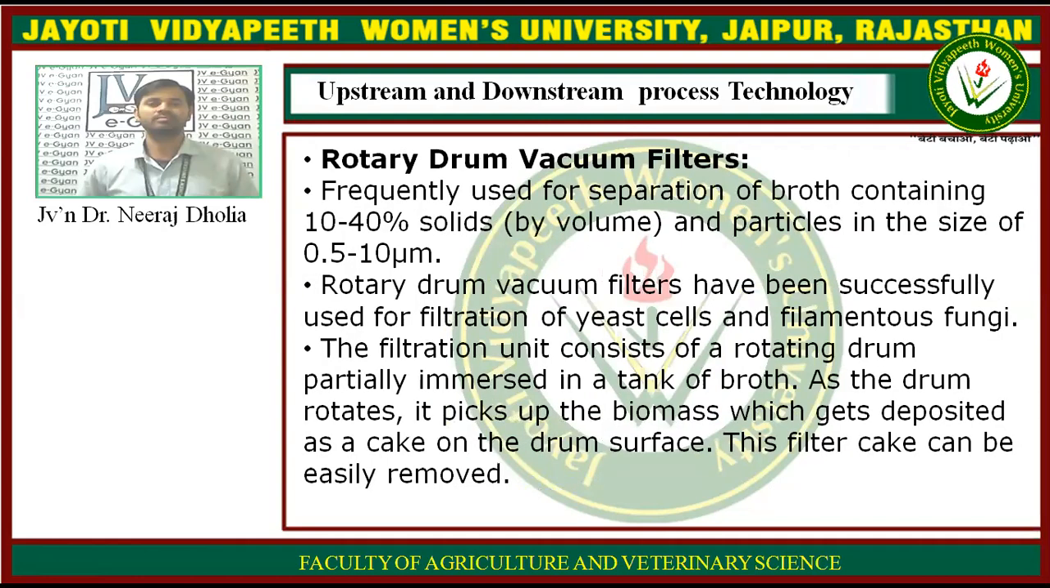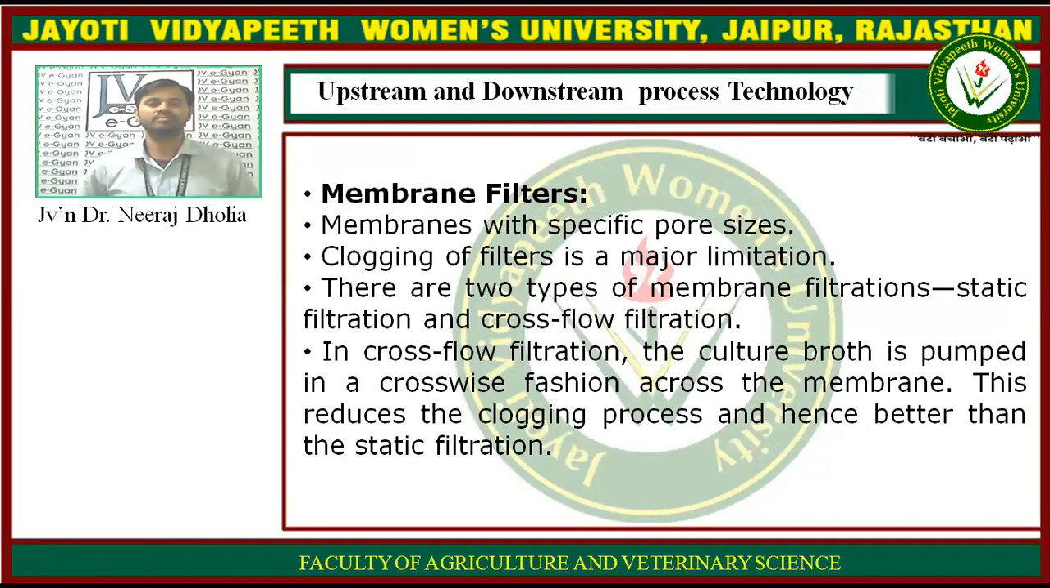Next is the rotatory drum vacuum filter. Here a drum-like structure is used, which is partially immersed in a broth media and has a membrane of a specific cutoff size. As the drum rotates, it picks up the biomass, which gets deposited as a cake on the drum surface, and this filter cake can be easily removed.